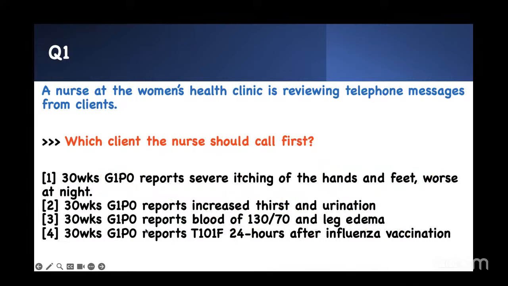Prioritization 101. Look, 30 weeks pregnant, with hands and feet that are itchy at night. That's a bad problem. 30 weeks with increased thirst and urination, that is an expected finding in pregnancy. 30 weeks whose blood pressure is 130/70 and leg edema. Leg edema is expected in pregnancy. It's not a problem. 30 weeks, you report fever of 101 after what? Vaccination. If I give you a vaccine, you're going to have fever.